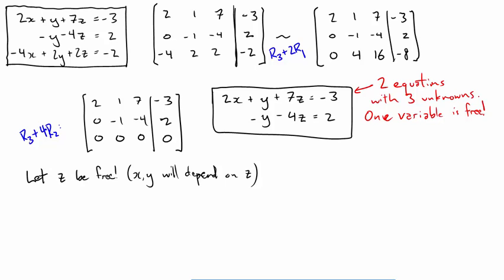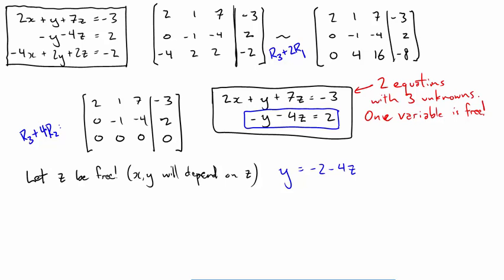So what does that mean for y? What does it mean for x? Well, look at our second equation here. I can let z be anything I want, but then y has to be minus 2 minus 4z. Solve that second equation for y. So no matter what z is, y is minus 2 minus 4z.